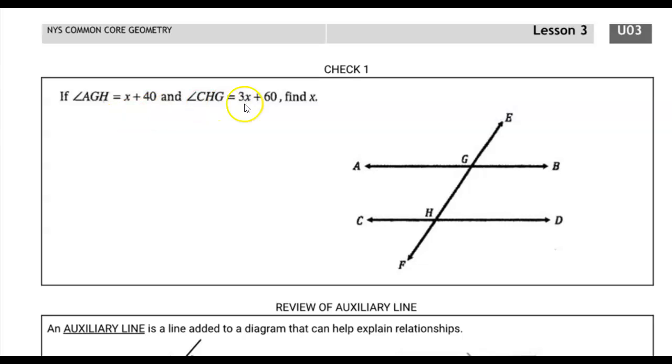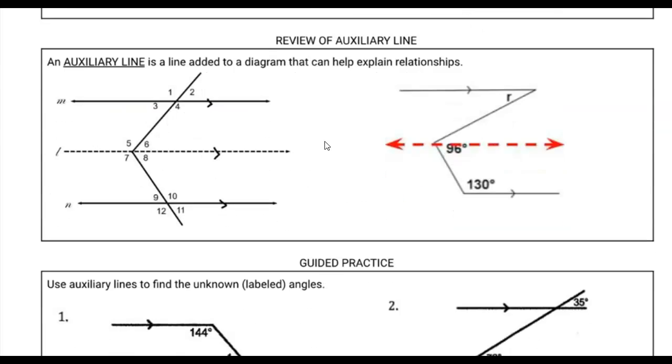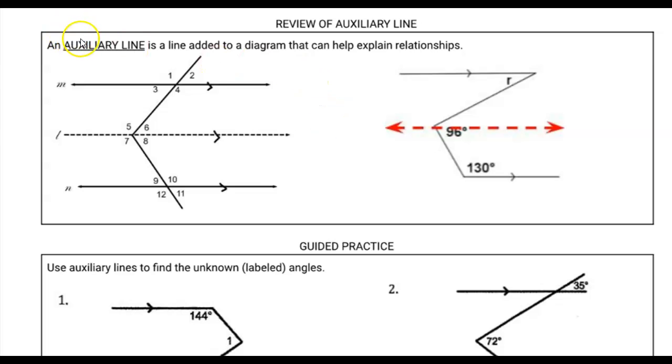All right, we're going to skip to the auxiliary lines because you're going to be doing the checks for understanding in class. Remember that auxiliary lines, which I still can't pronounce correctly, I'm sorry, are lines added to a diagram that can help explain a relationship or help identify a relationship. For example, when you're trying to identify a relationship when there's no auxiliary line, it's very difficult.